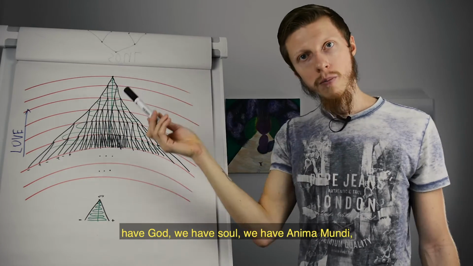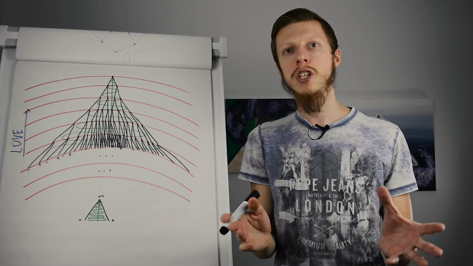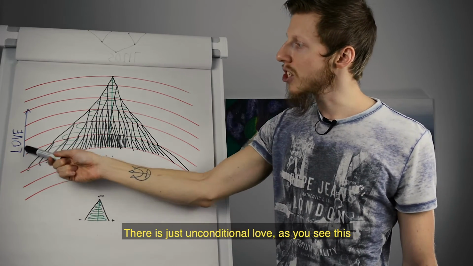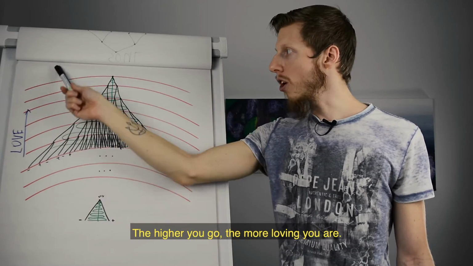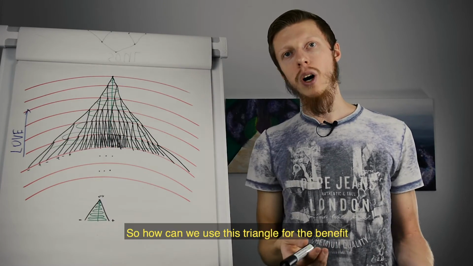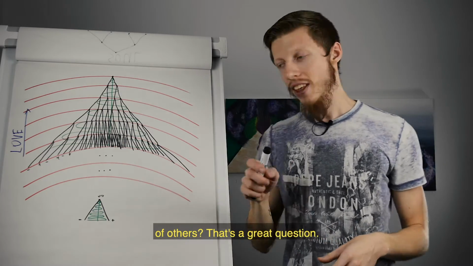And at the top, we have God, we have soul, we have anima mundi, where there is no judgment, there is just unconditional love. As you see, this scale is love. The higher you go, the more loving you are. So how can we use this triangle for the benefit of others? That's a great question.